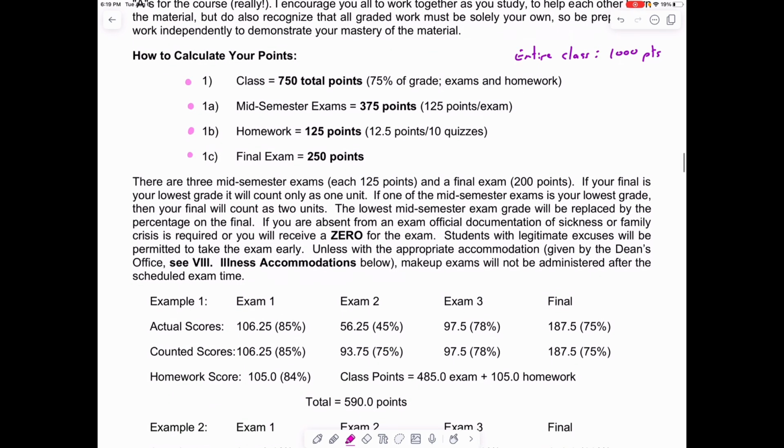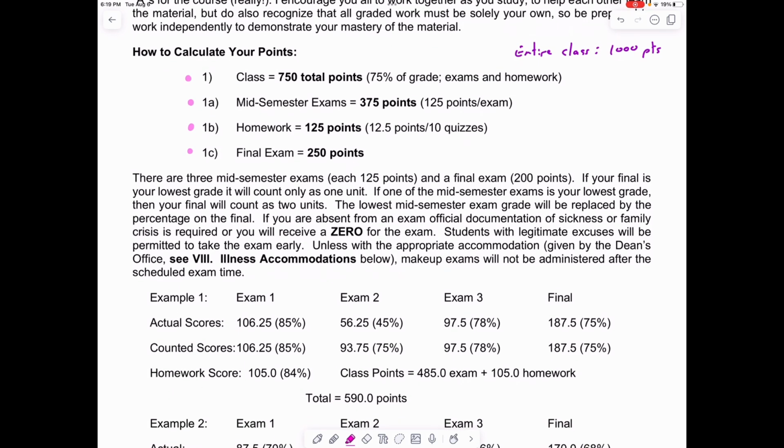Now, one thing, I see a slight error there. It says 200. That is incorrect. So that's, again, going to be 250.